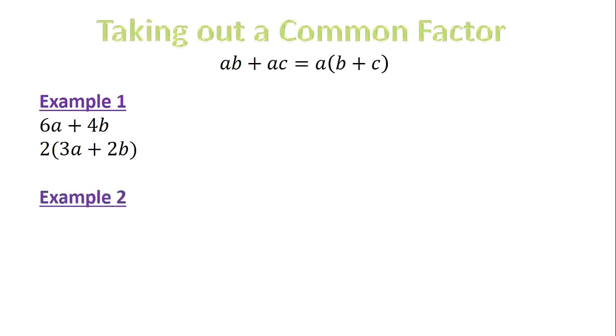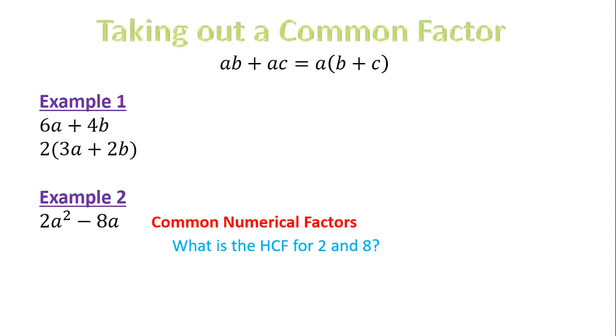Example 2. Here we have 2a squared minus 8a. And we go about it in the same way. First question we ask is, what is the common numerical factors? So I ask, what is my highest common factor for 2 and 8? Hopefully again you can see it is 2. And so we write 2 down. Now, common variable factors. Well, I've got an a squared and an a. And so my common variable factor is a. And I write my a next to my 2.